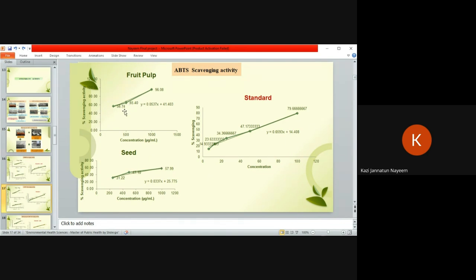Here I mentioned that this is the concentration dependent antioxidant activity. We observed that firstly it was 56.74, then 65.40, then 96.08. When we increase the concentration, the percent of scavenging activity also increases. That means it is concentration dependent scavenging activity. It is the same for the seeds.